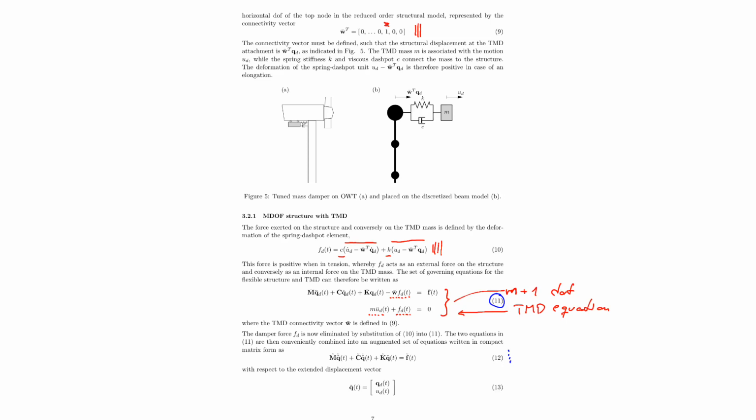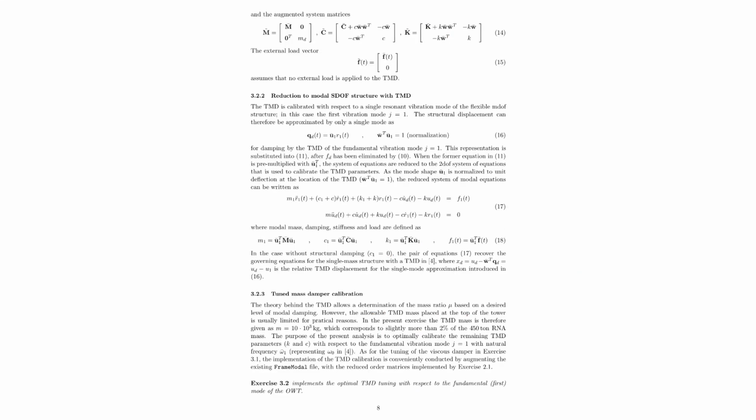And that means that we're solving for this augmented or extended displacement vector, where the first 1 to m degrees of freedom are those of the structure, and m plus 1 is then the TMD. The matrices are given here, and those matrices you're supposed to implement in this exercise 3.2 that we have here at the bottom of this page. So that is definitely going to be an interesting thing to implement.